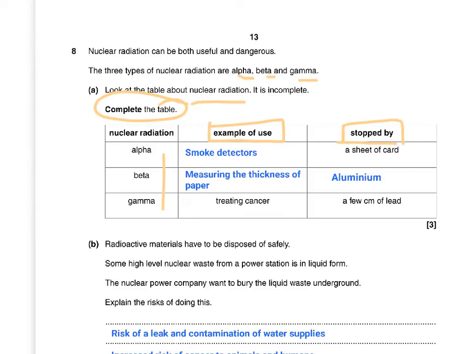So, alpha particles, they are used in smoke detectors. Beta particles are used for measuring the thickness of paper, and they can be stopped by a thin sheet of aluminium. That's our 3 marks. 1, 2, 3.